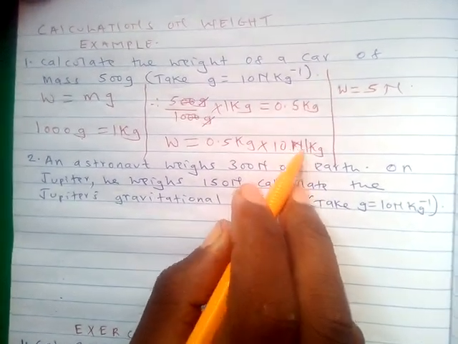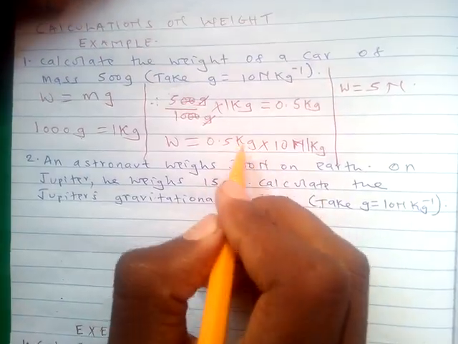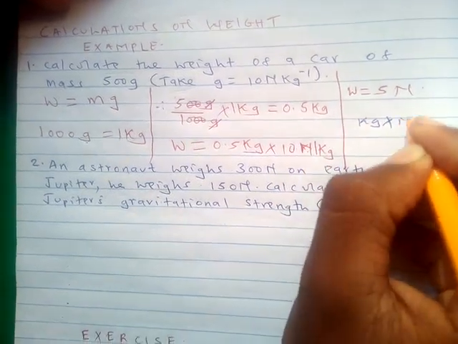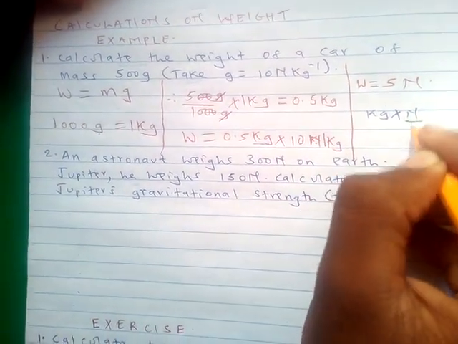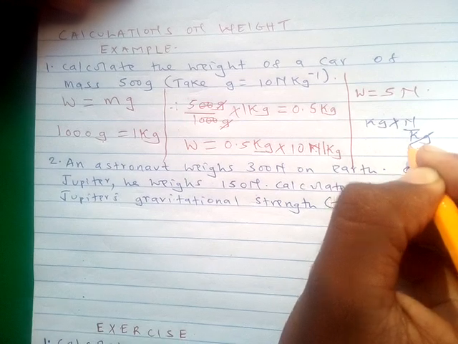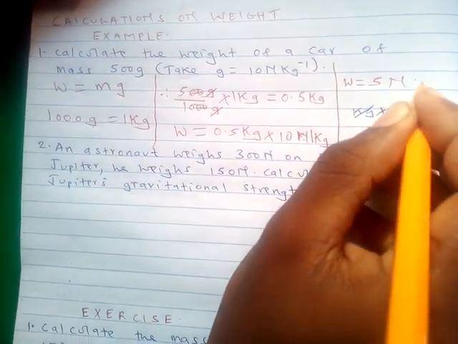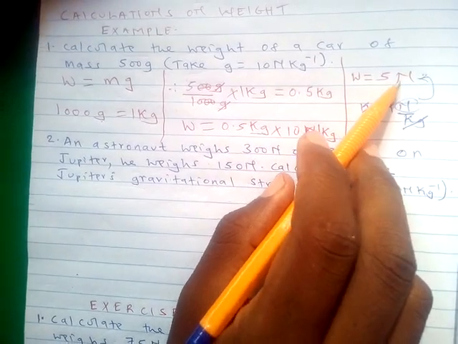How are we getting the Newton? Because here we are multiplying the kilogram times Newton per kilogram. Remember, per means division. Therefore, the kilogram and the kilogram will cancel out so that you remain with the Newton. That's why we are saying that the weight will be 5 Newton.